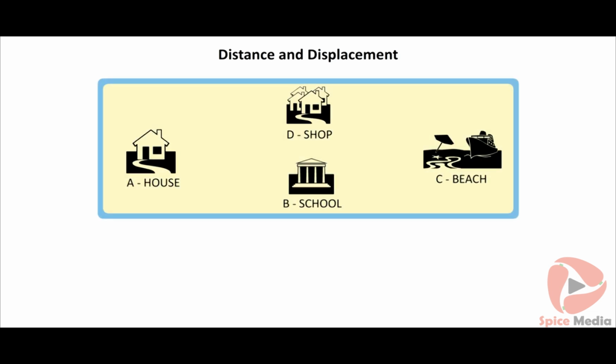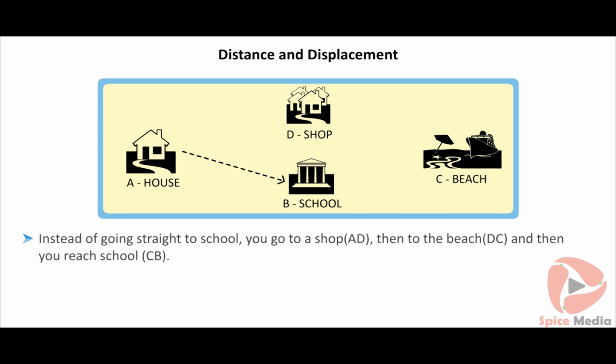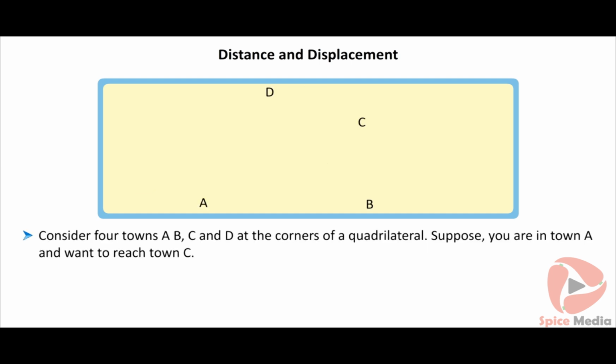Now, we will see the distance and the displacement with the following example. Suppose AB is the distance to the school from the house. Instead of going straight to school, you go to a shop AD, then to the beach DC, then you reach school CB. Consider 4 towns A, B, C and D at the corners of a quadrilateral as shown in figure.